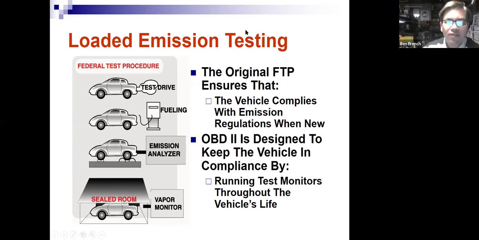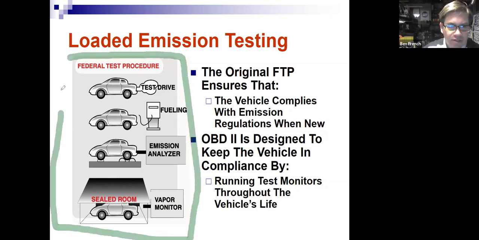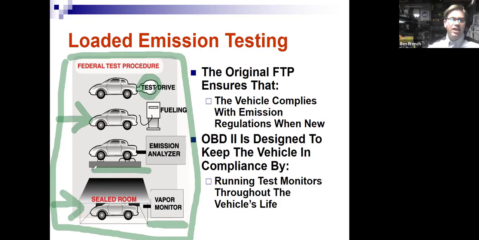But basically, this federal test procedure tests the emissions for the entire cycle. So they put the car in a sealed room, like we've drawn right here, and they measure all the vapors that evaporate out of the gas tank, okay? They measure the vapors that are made when you're filling the car up with gas. They measure what's coming out of the tailpipe on a test drive through an emissions analyzer. Like the whole thing is monitored and those results get reported back to the government. And that, we call that the FTP or federal test procedure, okay? And so this is the vehicle meeting its regulations when it's brand new.